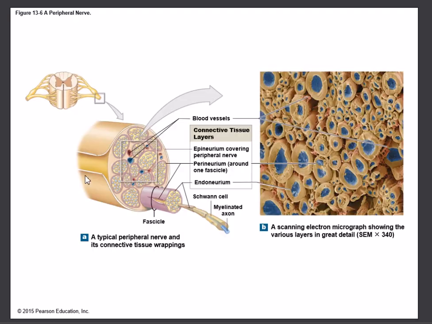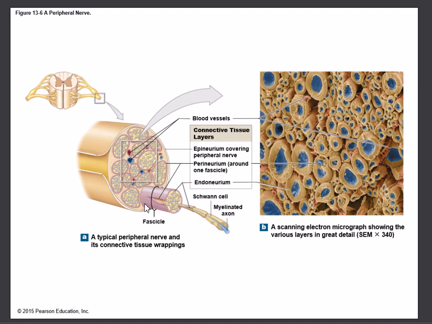Here's a picture from your book. Let's say we took out a nerve, like the sciatic nerve. The covering around the entire sciatic nerve would be the epineurium. Then when we look in, these purple bundles right here, those are the fascicles. So that purple connective tissue would be the perineurium. Then the circles within, all of these circles are the individual axons, and they're going to have the endoneurium.